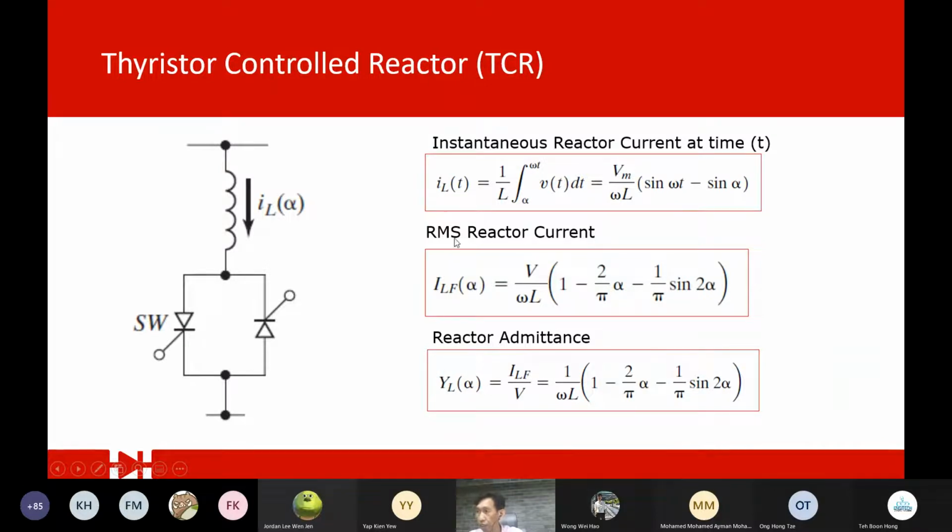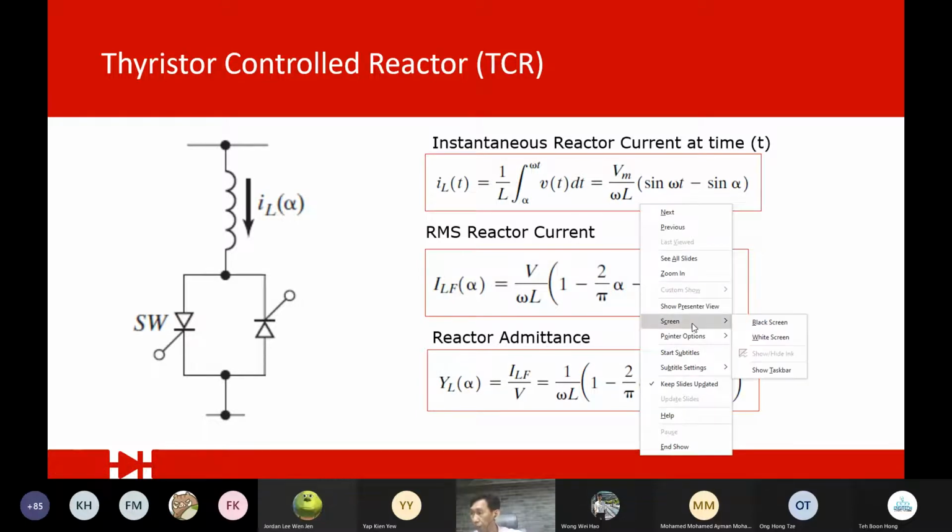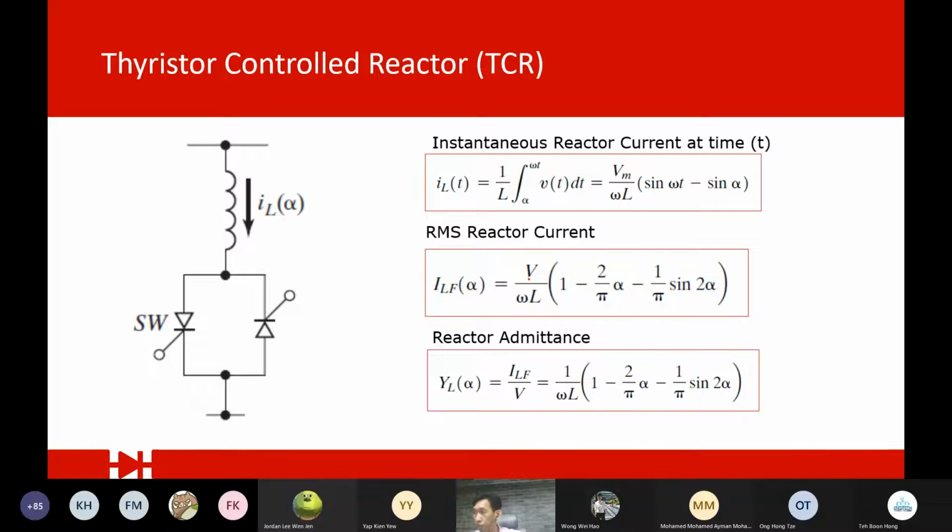And then the second calculation is just to calculate the RMS reactor current. This is the voltage, again, divided by the reactance, where this voltage is the RMS voltage, and the earlier voltage is the peak voltage. So don't mix up. A very common mistake students make is that they thought V is RMS most of the time. For instantaneous, you use the peak voltage. For RMS, the V is the RMS voltage. And the rest is just substituting in alpha, which is the firing angle, for you to get the current that flows through this reactor.